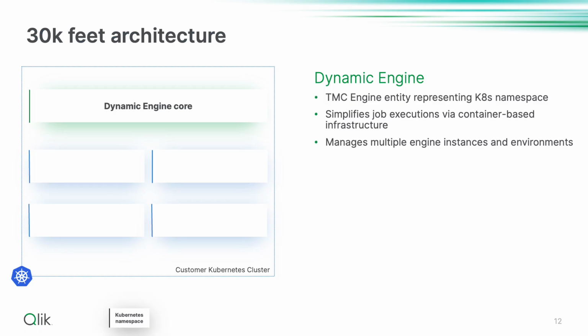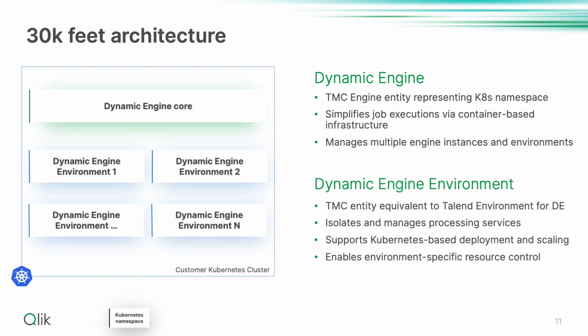So we have two levels of services: what we call the dynamic engine core, or infrastructure services, that handle the communication between the Qlik Talend Cloud services and the Kubernetes cluster. And then the dynamic engine environment, where the execution, say the processing services and capabilities, is achieved. And those dynamic engine core services, that's in the namespace? Yeah, so each dynamic engine environment lives in an isolated namespace. This is Kubernetes terminology.